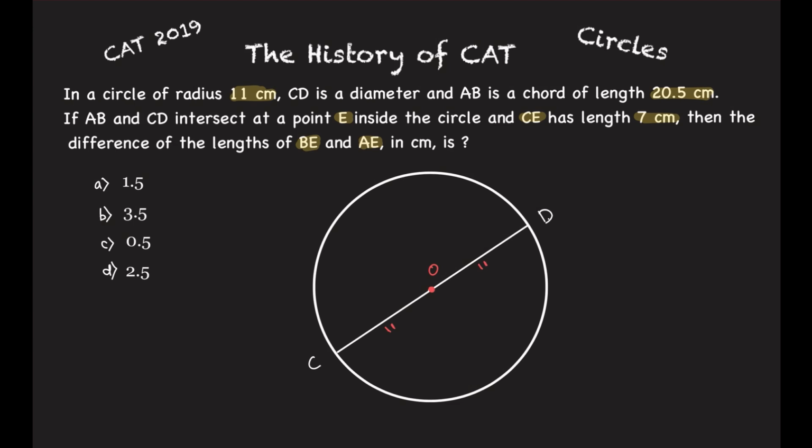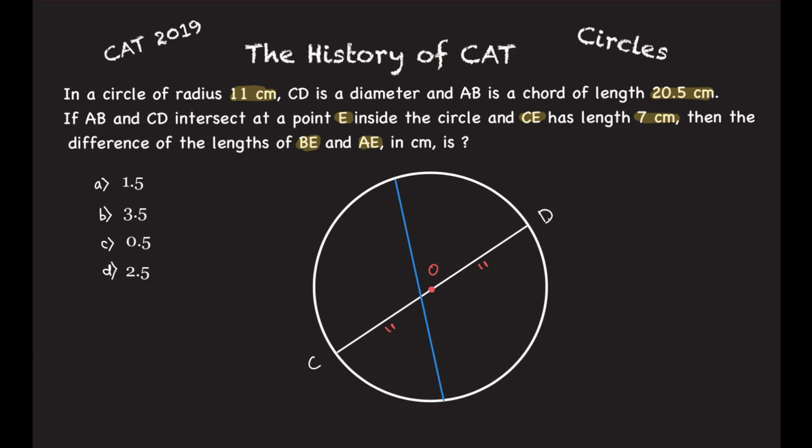AB is a chord of length 20.5. See, the diameter is 22 and there is an AB chord of length 20.5. So how will this chord look? It will be as close to the length of the diameter as possible, right? So it will be passing close to O. Something like this it will pass, because it has a length of 20.5 and the diameter has a length of 22, which means it will be close to the length of the diameter.